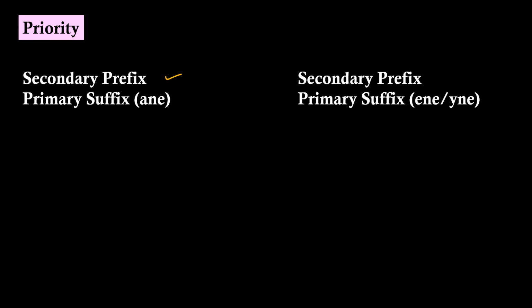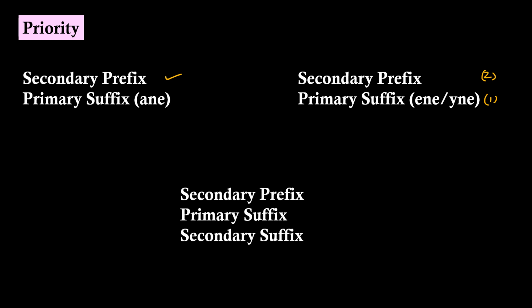If the system is having secondary prefix and ene or yne as the primary suffix along with the root word, then our importance will be to the primary suffix. So this will be first one. Then if it permits, we will be giving the importance to secondary prefix. If we have secondary prefix, primary suffix and secondary suffix, first importance will be to secondary suffix, then we will concentrate on primary suffix, then we will be moving to secondary prefix.